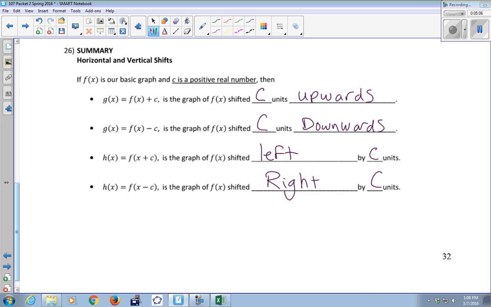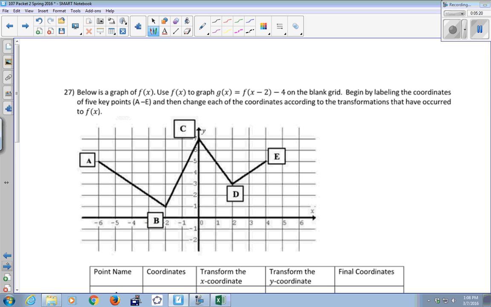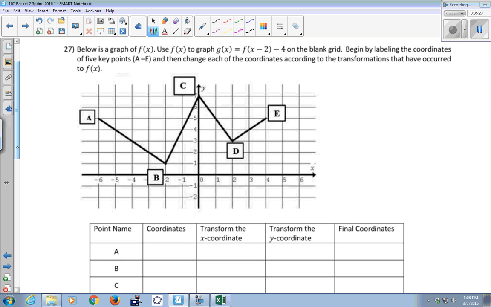It is peculiar. The activities from this class, which were leading to this summary, will help you understand why it does that. Okay. All right, so now we know the rules for shifting up and down and left and right. I'm going to walk through this last problem with you, number 27, before you go ahead and start today's activity.